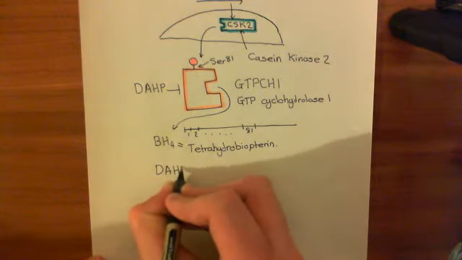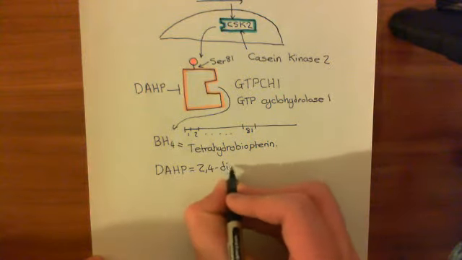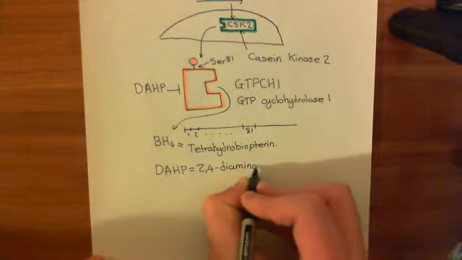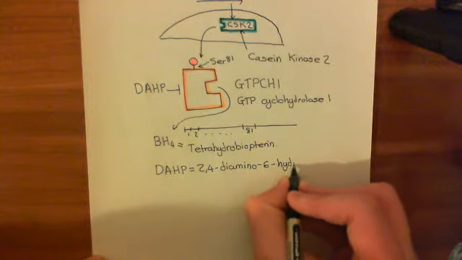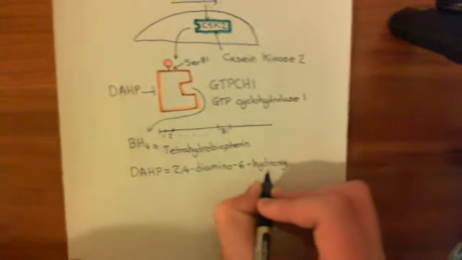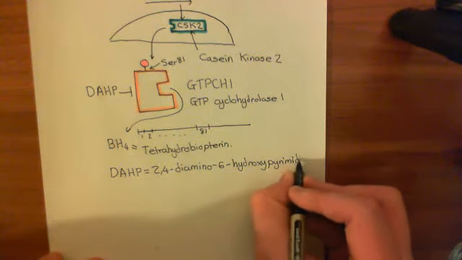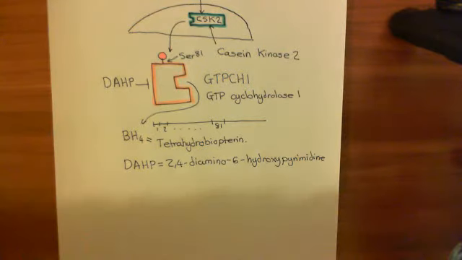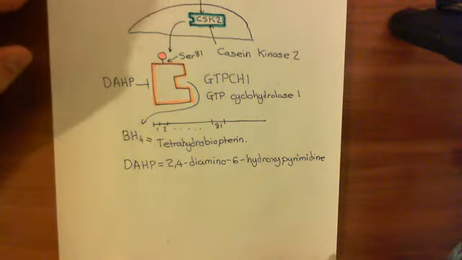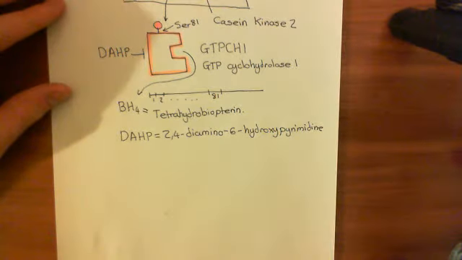Okay, so DAHP stands for 2,4-diamino, so that's the DA here, diamino, 6-hydroxypyrimidine. Okay, and this is not a difficult molecule to understand. All you need to know really is what a pyrimidine ring is, which hopefully you should know because pyrimidines are the organic bases in DNA. So pyrimidines are very important in the structure of DNA. Okay, so pyrimidine rings, for those who don't know, are basically modified benzene rings.